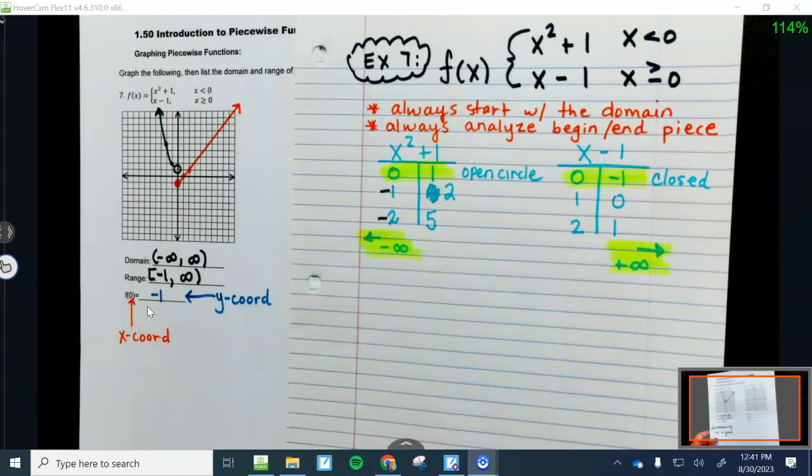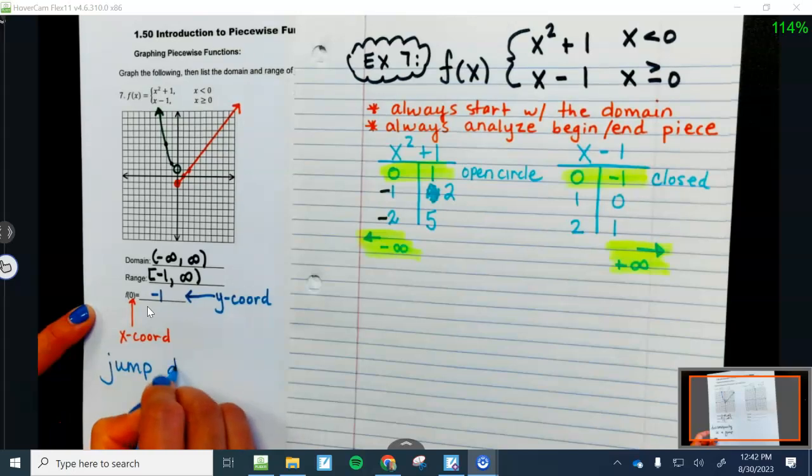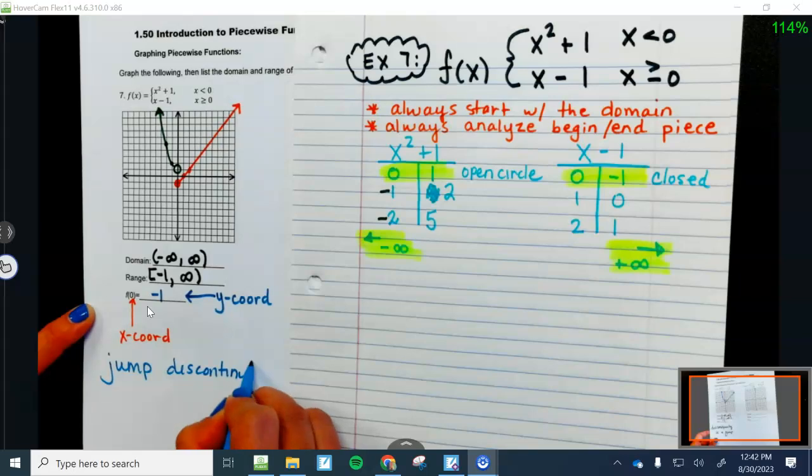And one more piece of information. You have a discontinuity here. Is it a jump, a removable, or an infinite? It's a jump. Good. Let's write that. Good job.